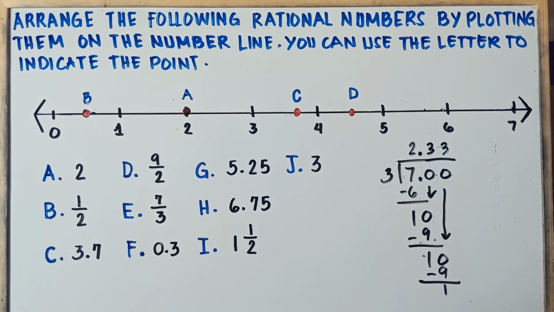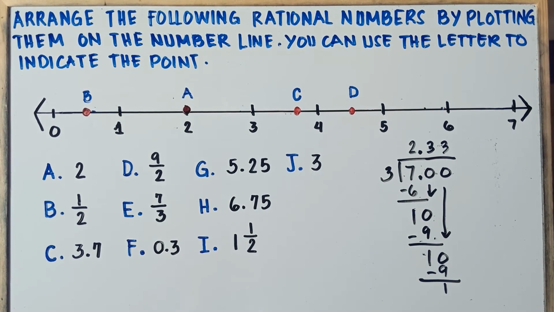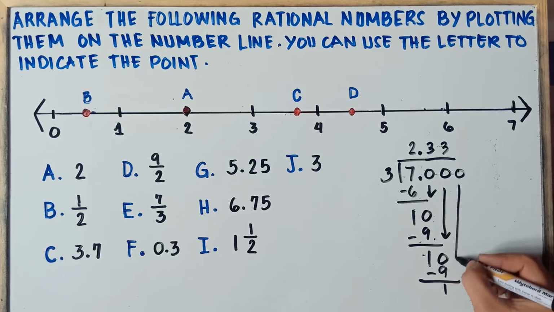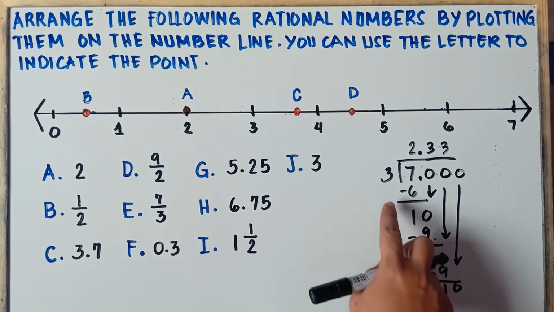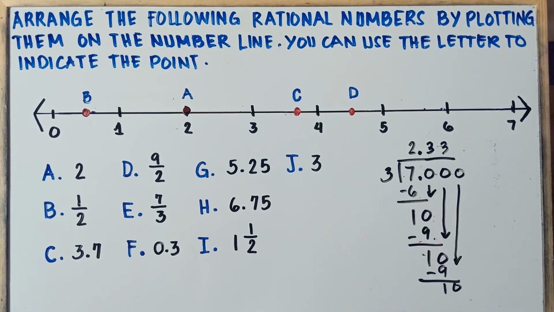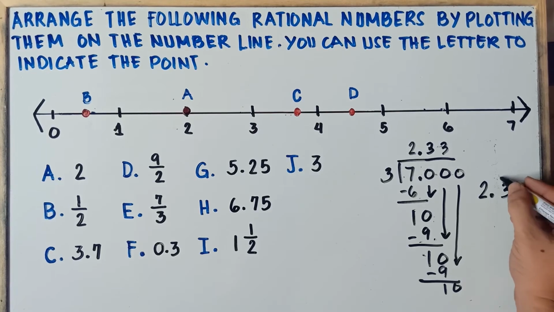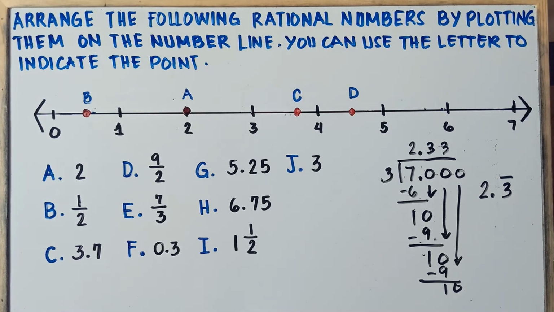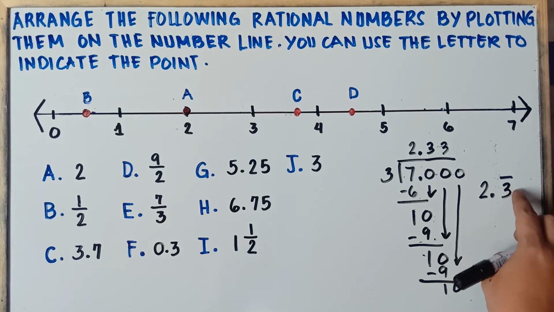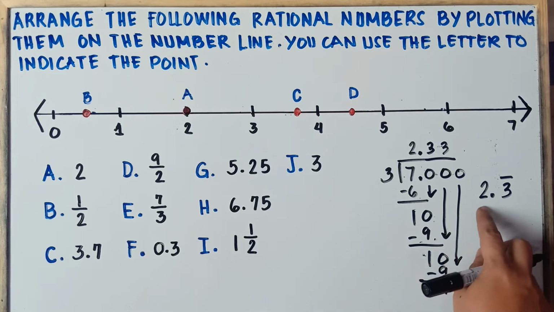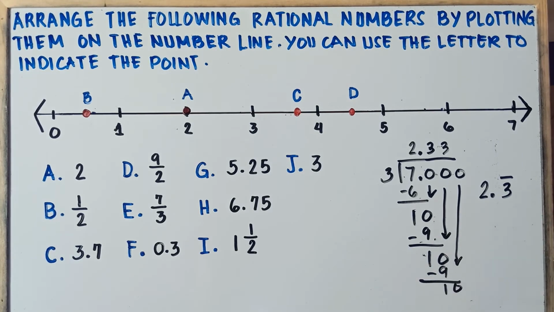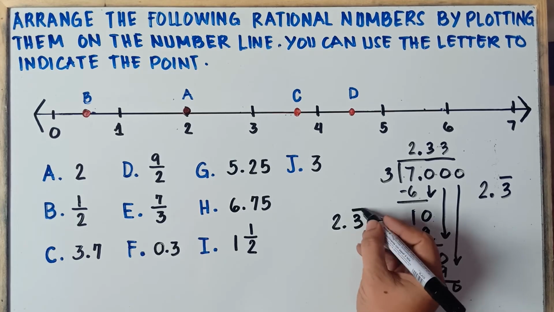So as you can see, class, we will have a pattern that our answer is repeating. Even if you borrow 1 0 again, you bring down 0, you will have 10. Then 10 divided by 3, that's 3. 3 times 3 is 9. And then you will have the same number, class. So therefore, class, our answer is 2.3333. Therefore, this is a repeating decimal. So we can write 2.3, then the bar, class, it means the 3 is repeating. So 7 divided by 3, the answer is 2.333, or we can write it 2.3, then with a bar.